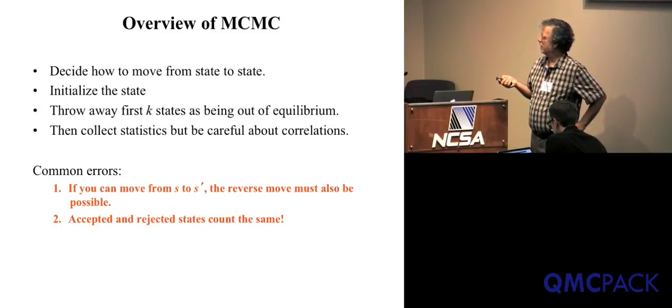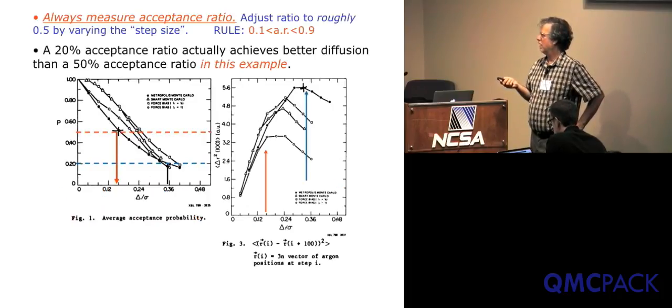I talked about this error. Sometimes people invent new Monte Carlo methods that are more efficient, but you have to obey this rule: if you can move from one state S to S prime, you have to be able to make the reverse move also. That's a common error.